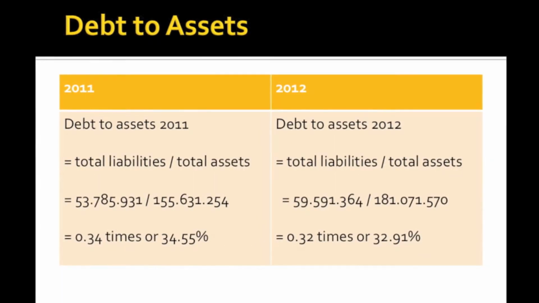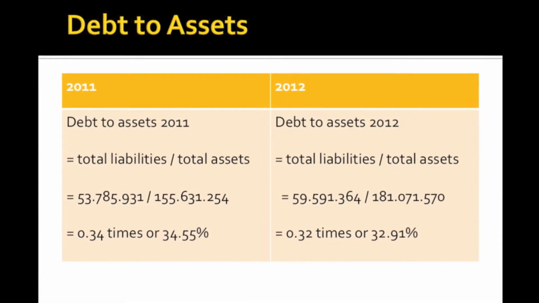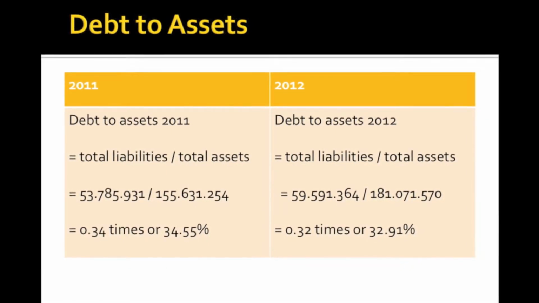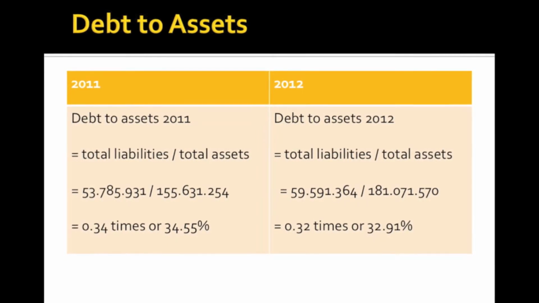In debt to asset ratio, it has decreased from 34.55% to 32.91%. This means that there's an increase in total debts due to increase of debentures. Also it can possibly be due to a decrease in total assets and profit.